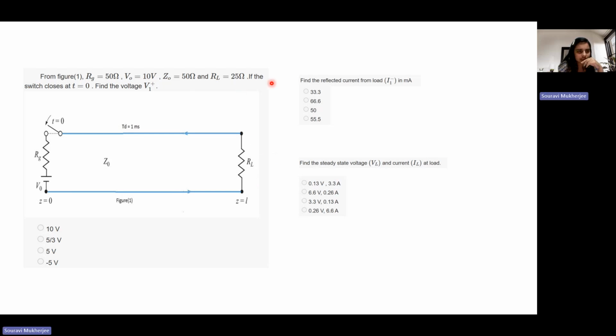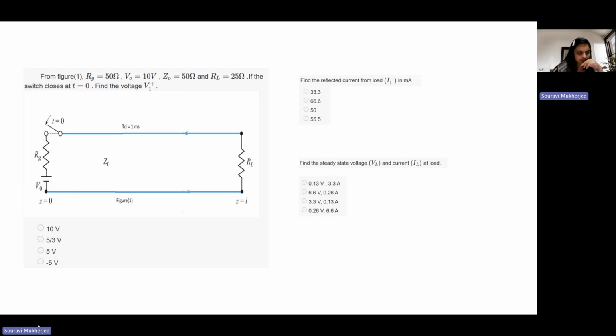Now what it says is, if the switch closes at t equal to 0, when the switch closes, what is the voltage V1 plus? Basically, what is the voltage at the source end, like this end, right? That's what you want to find. So for that, this is a question similar to what we have already discussed in the last class as well. Okay, so what do we do?